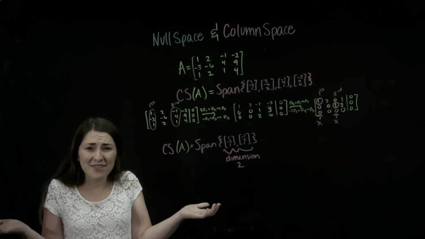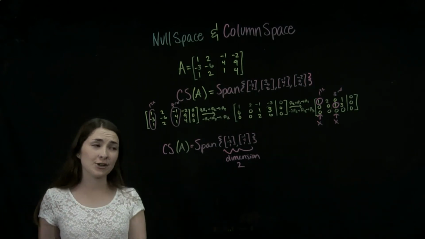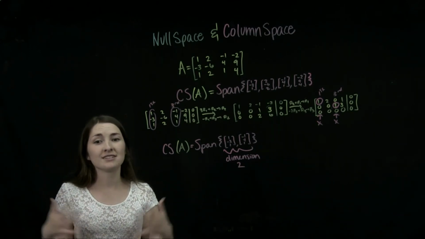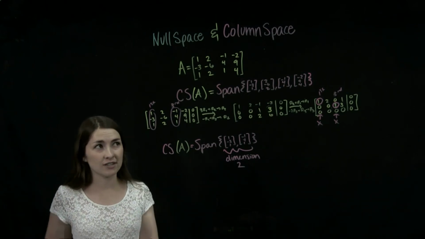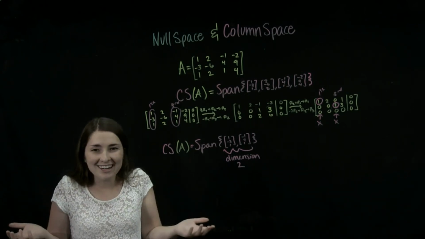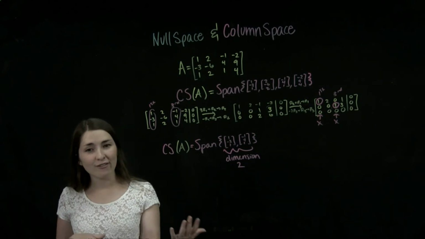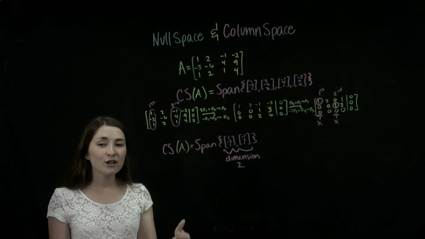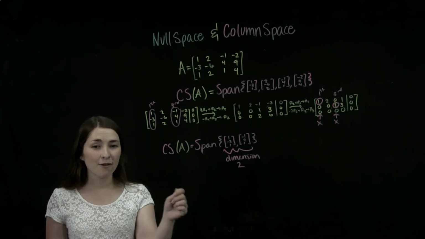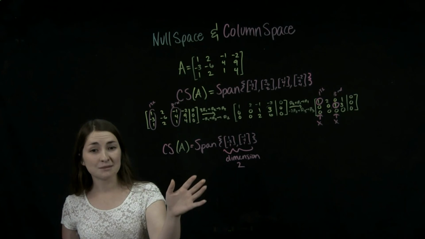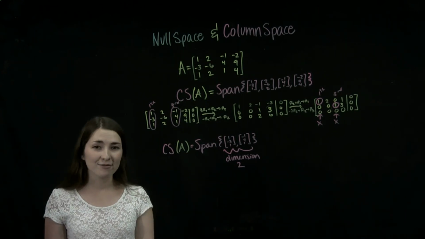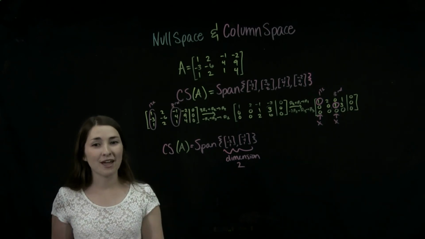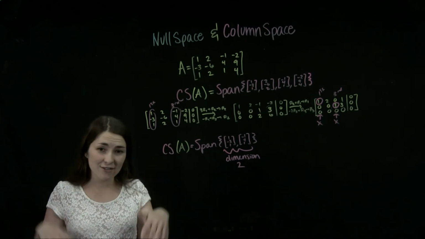So why do we care about this column space? We know that it has dimension 2. We know that it spans all of our columns, and that means that we have all linear combinations of our columns. But why do we need it? It actually really helps us when we're solving equations such as A times x vector equals our b vector. We know that we have a solution if our b vector is in the span of our columns. So if our b vector is in the column space, that means that we have a solution. If it's not, then don't even bother trying to find it.